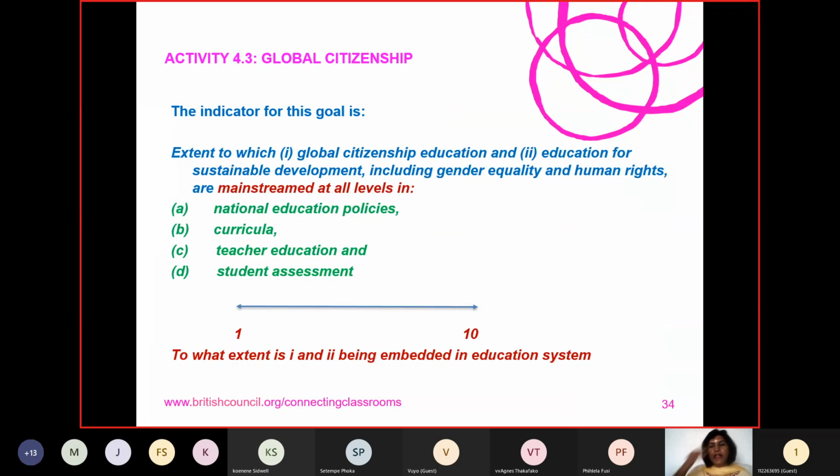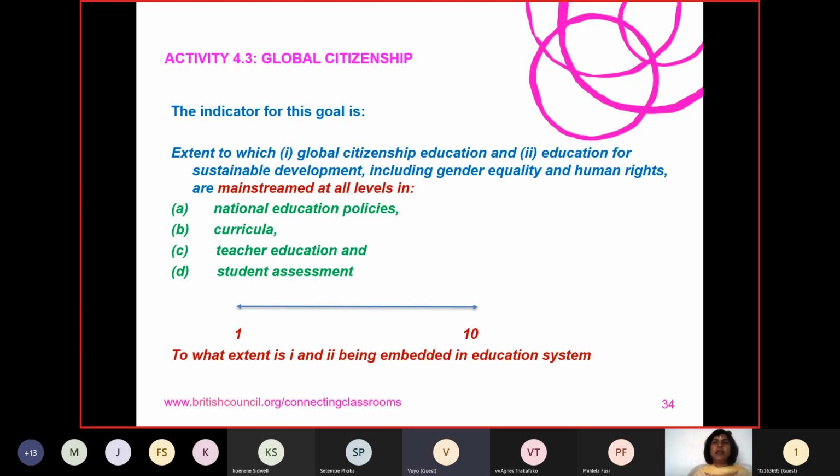Okay, so here I want us to answer honestly. For each goal we have an indicator. Indicator means how are we going to achieve those goals? Remember you told us what you want this learner to look like. How would we know we are achieving this goal? The extent to which global citizenship education and education for sustainable development, including gender equality and human rights, are embedded and mainstreamed at all levels.